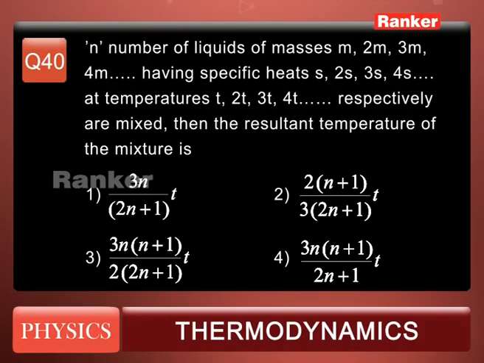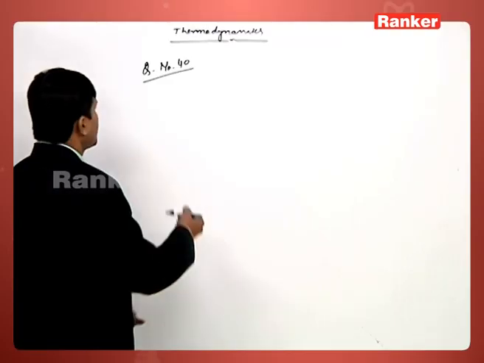Now question number 40. In question number 40, n number of liquids of masses m, 2m, 3m, 4m and so on, having specific heats S, 2S, 3S, 4S and so on, at temperatures T, 2T, 3T like that, respectively, are mixed. Then the resultant temperature of the mixture is. First option 3n by 2n plus 1 into T, second option (2n plus 1) by 3, into T, third option 3n(n plus 1) by 2(2n plus 1) into T, fourth option 3n(n plus 1) by (2n plus 1) into T.